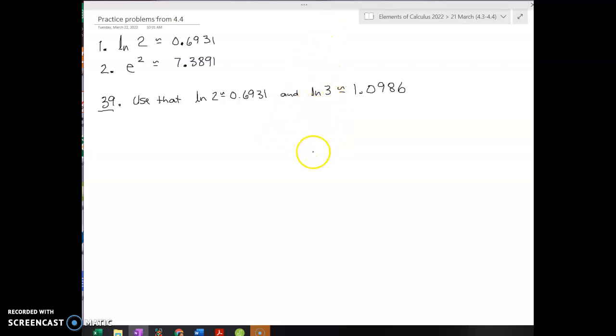Okay, I'm going to just do a few practice problems from section 4.4. 1 and 2 just ask you to write the equivalence in converting from a logarithm to an exponential and vice versa. So the first one, the natural log of 2 is 0.6931.